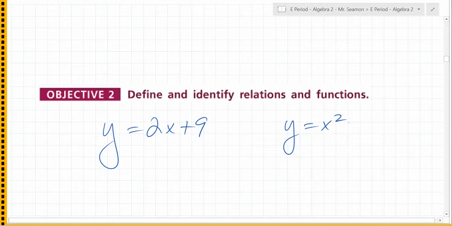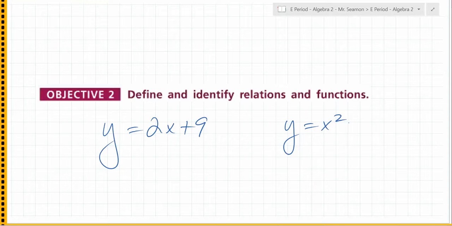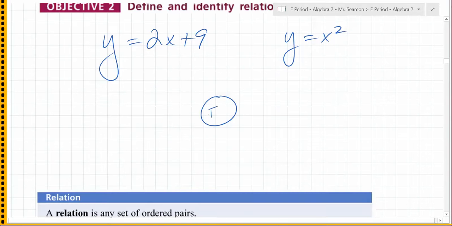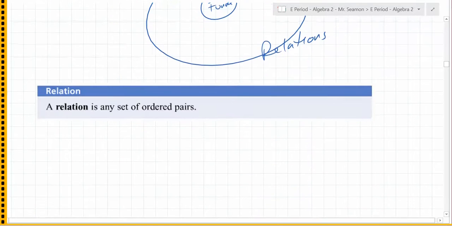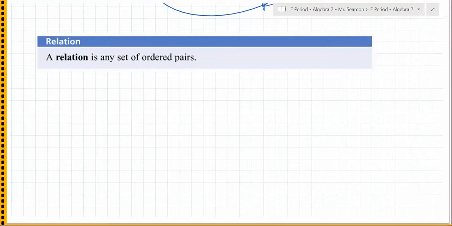Functions live inside a bigger set, though. That bigger set is relations. Something can be a relation, but not a function. What that means is all functions are relations, but not all relations are functions. So functions live inside the set. You have this set, we'll call it functions, and then we have relations. What is a relation? Well, we're going to zoom way out here to the biggest set we can get to. A relation is any set of ordered pairs.